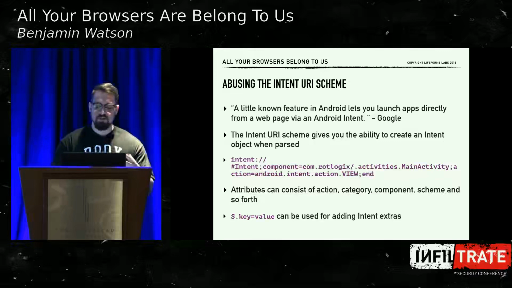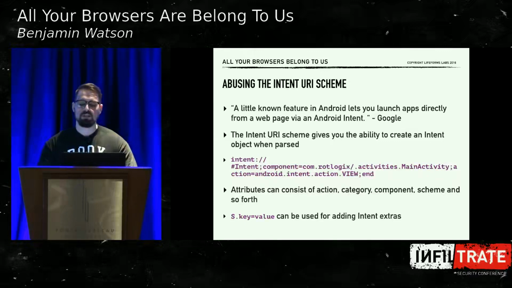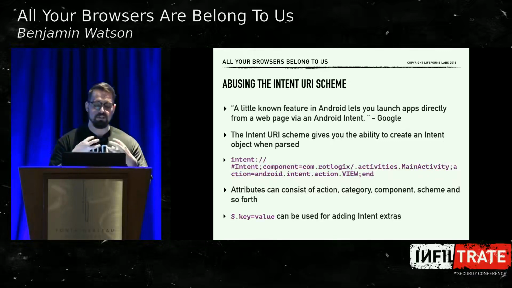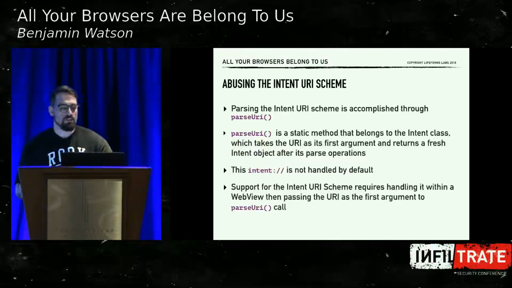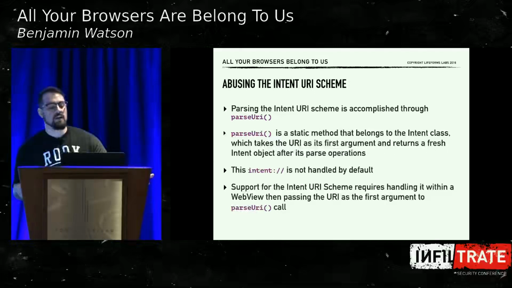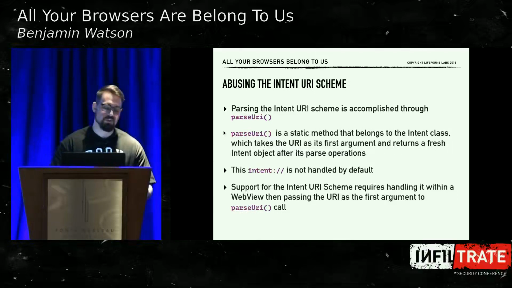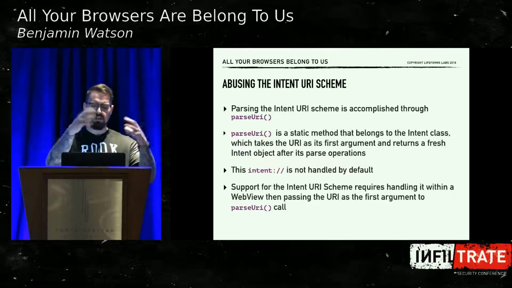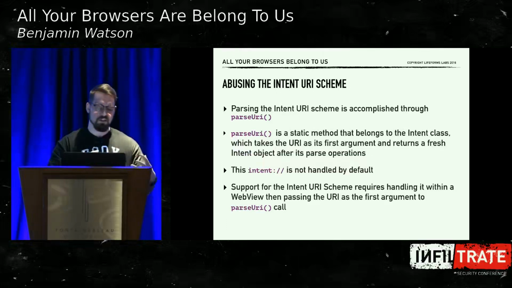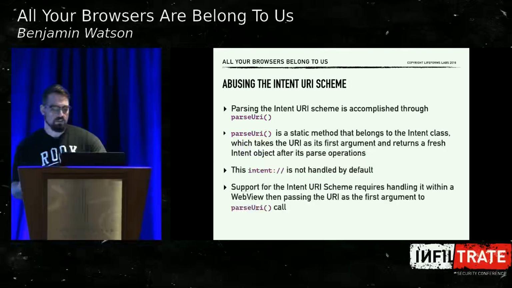So the intent URI scheme here is literally just broken out the way that, when it's parsed, it needs to be consumed in order to produce an intent. Parsing the intent URI scheme is accomplished through a static method that is part of the Intent class called parseUri. It takes the URI as its first argument, and then it returns a fresh intent object after it walks through its parse operations. You can dive into the code and literally see how it takes the scheme, has a bunch of identifiers, and understands how to return that intent object.